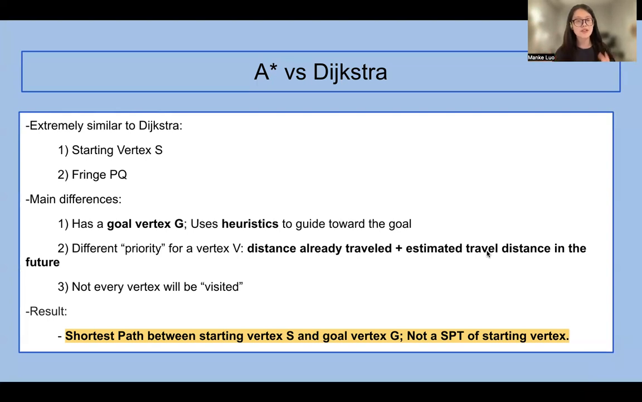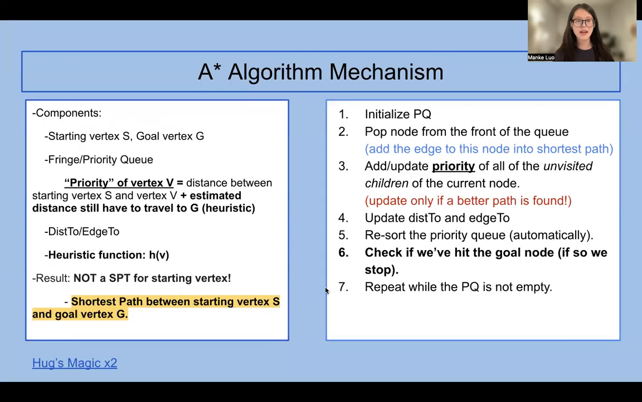But for A star, it is not the case. And so it's important to keep that in mind. Okay, and so with all those components and also the connection we made to Dijkstra, I'm just going to quickly go over the high level overview of the algorithm again.